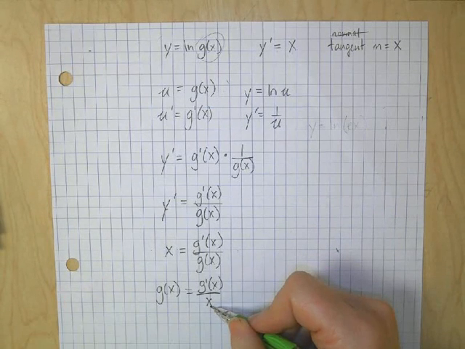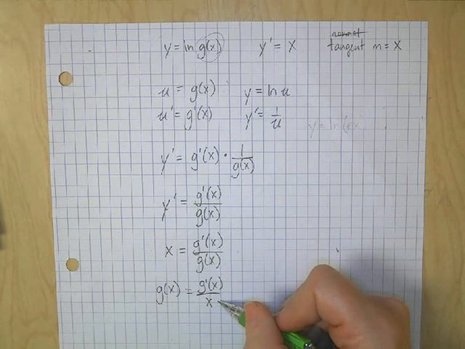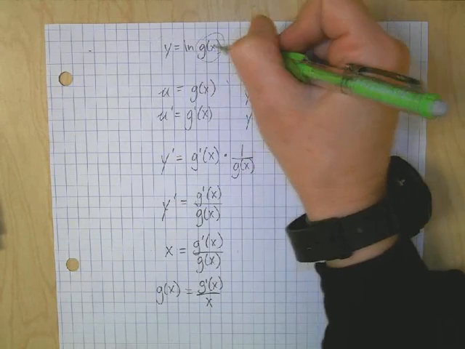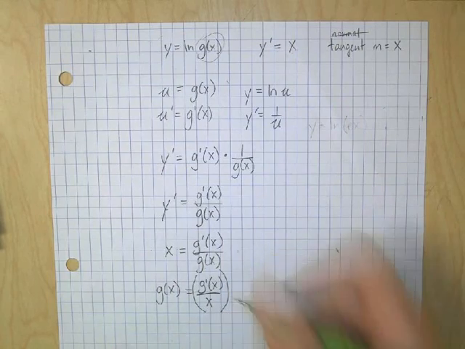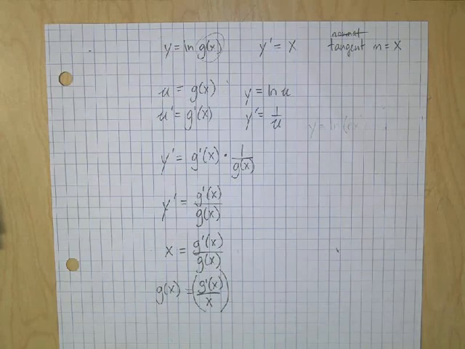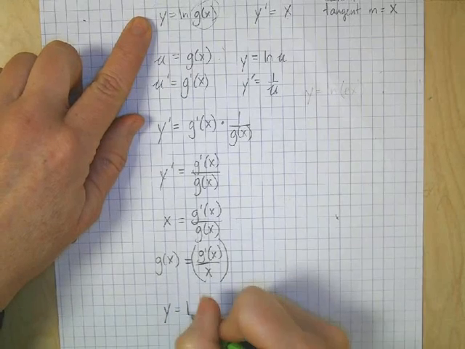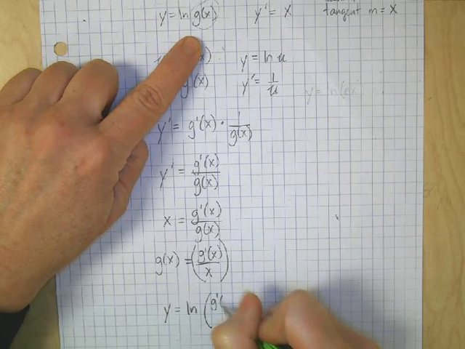So g of x is equal to g prime of x over x. Now I can go back to, let's see, is that what I wanted to do? Oh, shoot, g of x is equal to g prime of x over x. Okay, so now I can go back to my original function, up here, and substitute in for g of x, because that's another expression for g of x. So I'm going back to what they told me, which was my equation can be written in this form, and instead of g of x, I'm going to write g prime of x over x.